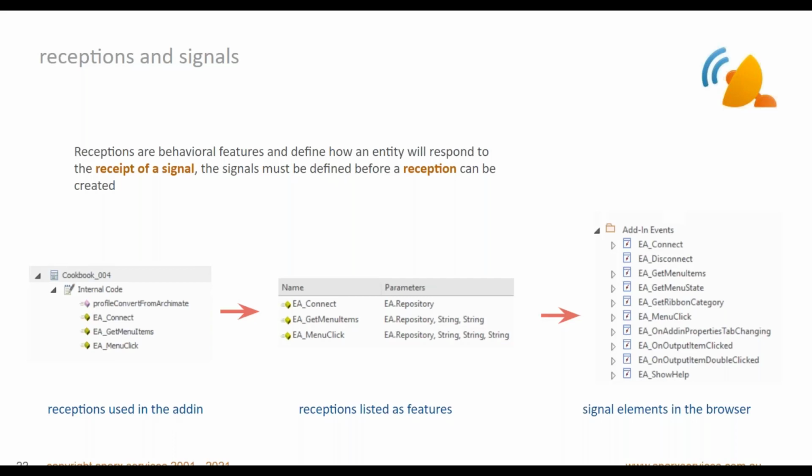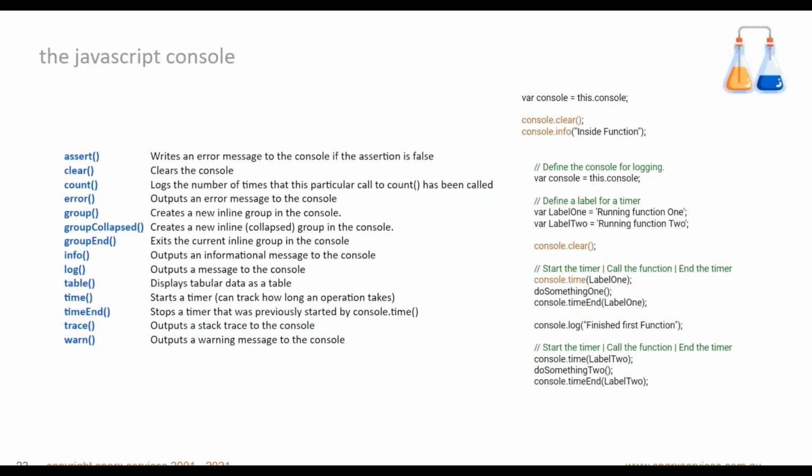Receptions and signals, I'm going to forget. This is part of the add-in model, and this is what makes model add-in so powerful, because there are all sorts of model add-in events and broadcast events, so very, very powerful. JavaScript console, we implement that, so lots of things there.